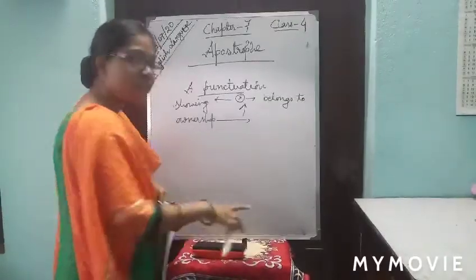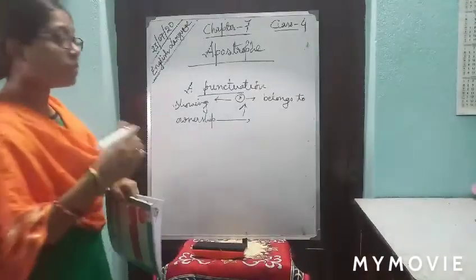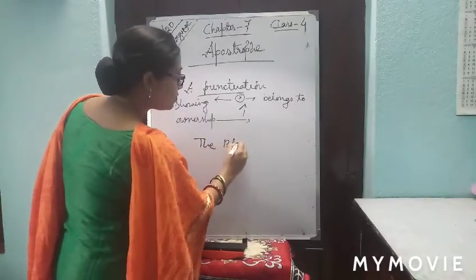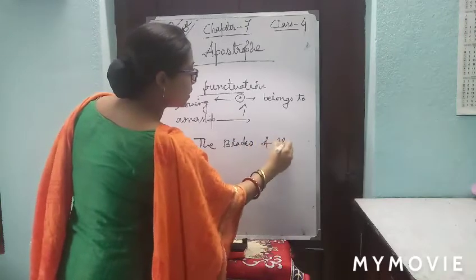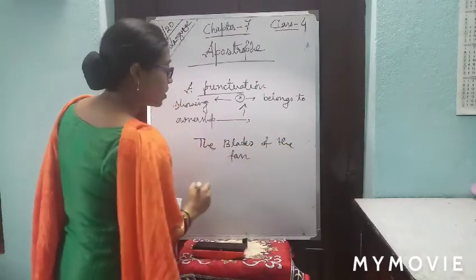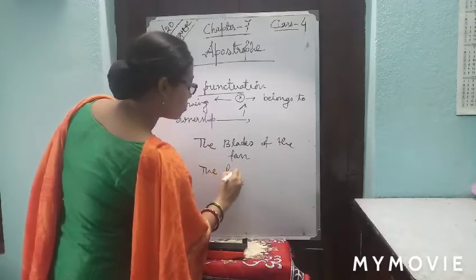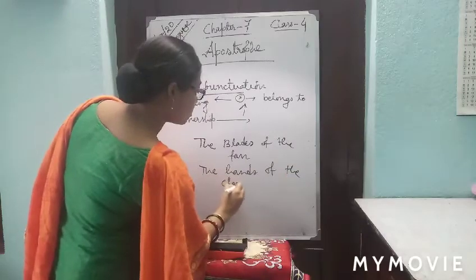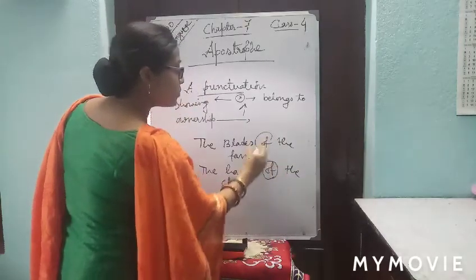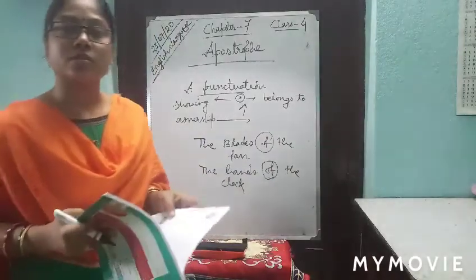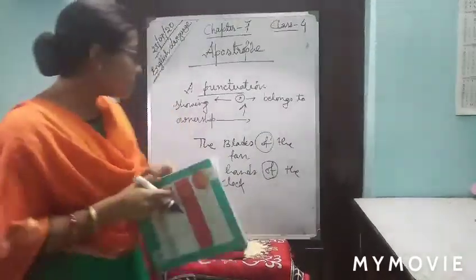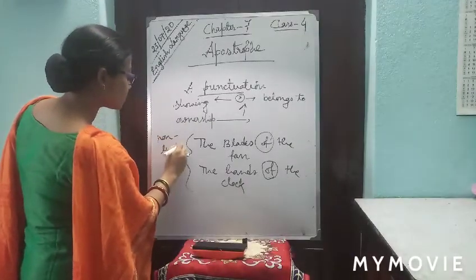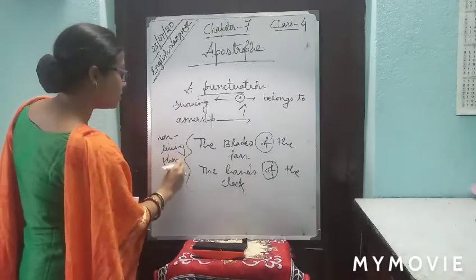So for non-living things, generally we are using of. Like the blades of the fan, the hands of the clock. This word we are using instead of possession, generally for non-living things. For non-living things we are using this all.